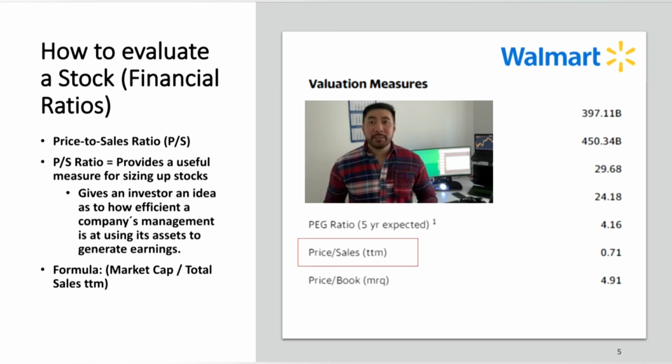Price-to-sales provides a useful measure for sizing up stocks. This is one of the easiest ways to understand the valuation of a company, as it helps investors know how much they are truly paying for the company. The PS ratio also helps new companies or startups with zero net income place a valuation on their assets.